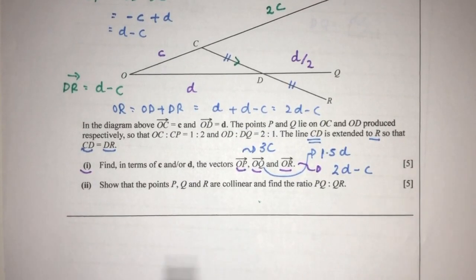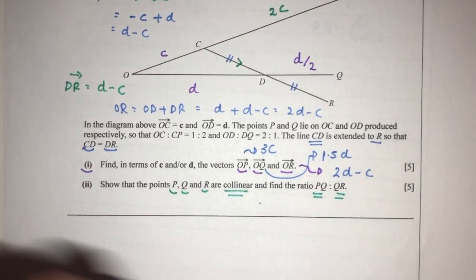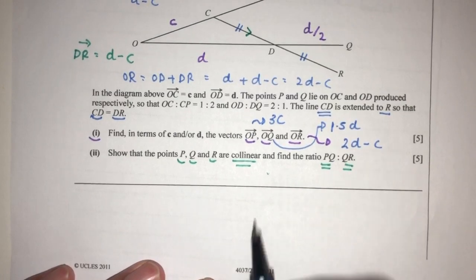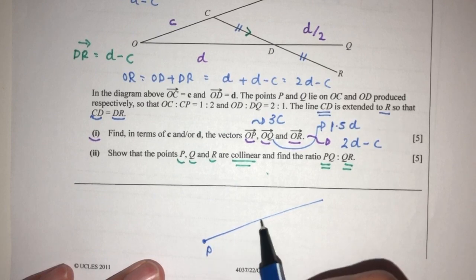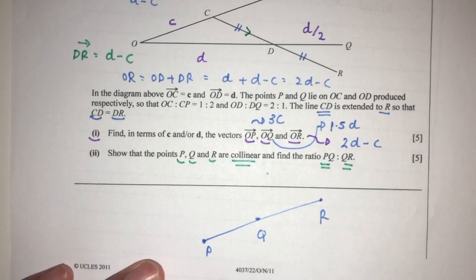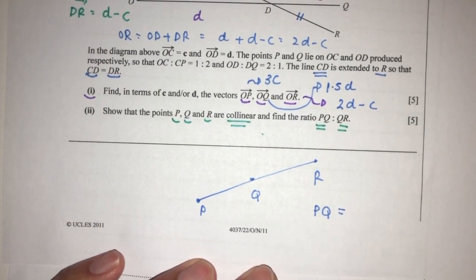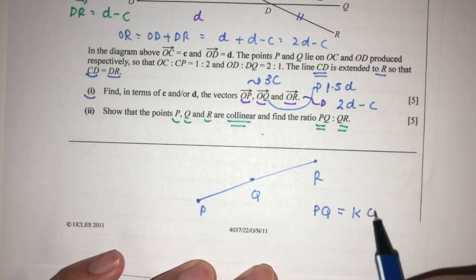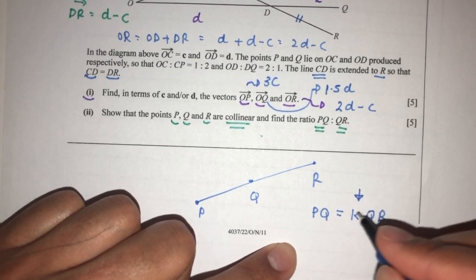Now for part 2, we have to show that points P, Q, and R are collinear. Find the ratio of PQ and QR. So to show that they are collinear, we have to show that they are a multiple of each other. For example, if I have a line, let's say I have P here, Q here, and R. To show that they are on the same line, we have to show that the direction of PQ has to be a constant multiple of the direction of QR. If we can find a constant that shows this, it means they are collinear. So let's find this.